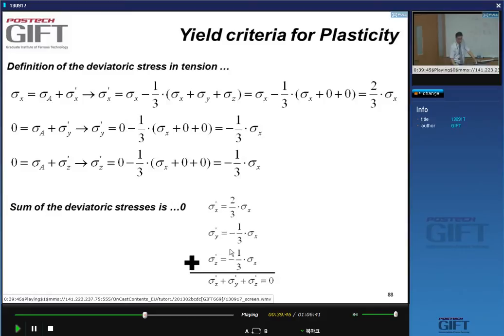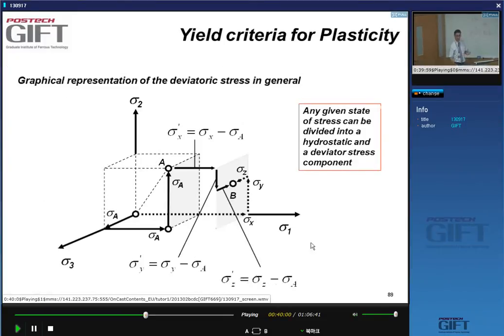It's here we derived it for a tensile situation, but it's actually a general rule: the sum of these deviatoric stresses is 0. And we will use this property in a moment. Okay? So that's a lot of math and equations.